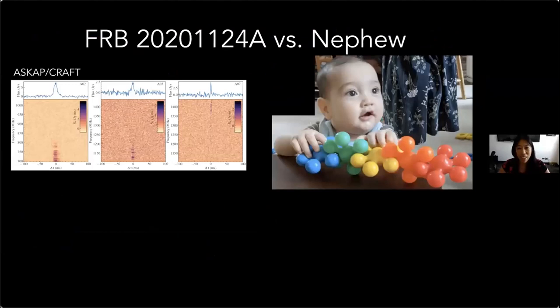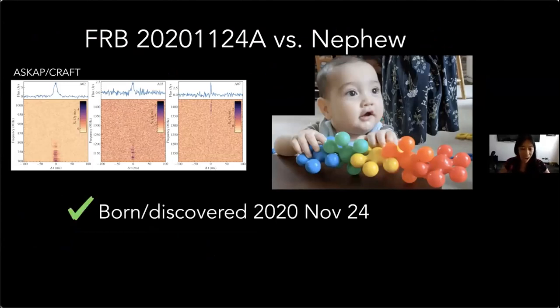Okay, so I know we're kind of mid-session, so I wanted to do a little bit of an icebreaker to wake you up, but really, I promise this comparison between this fast radio burst and my nephew is relevant. This is a picture of my nephew, if you haven't guessed. For one, both were born or discovered on November 24th, 2020. So this is a really special and exciting fast radio burst for me to study.